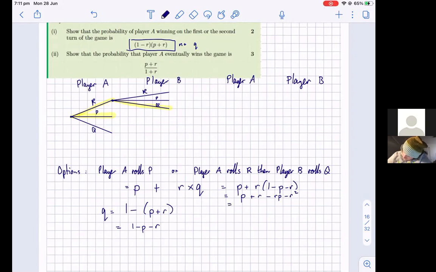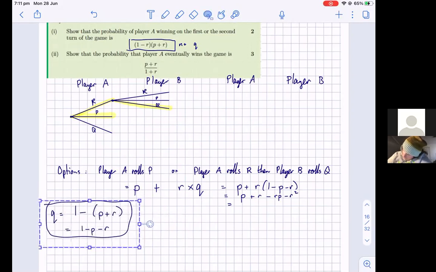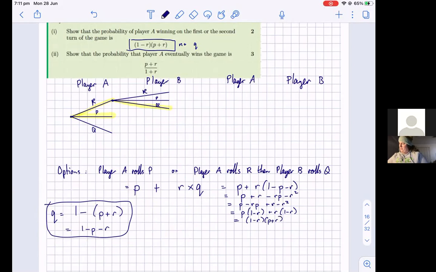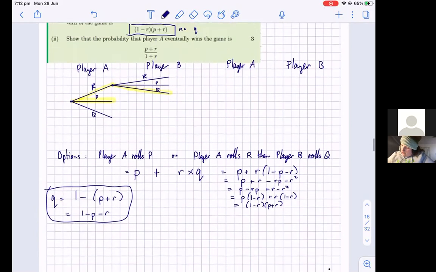Which is the same as, oh, I think I'm on the right track. Let me just stash this to the side. If I rearrange this, that's P minus R, P plus R minus R squared. Okay, so P(1 minus R) plus R(1 minus R), which is (1 minus R)(P plus R). I don't know why they phrased the question like that. It was just like a really annoying algebraic challenge.